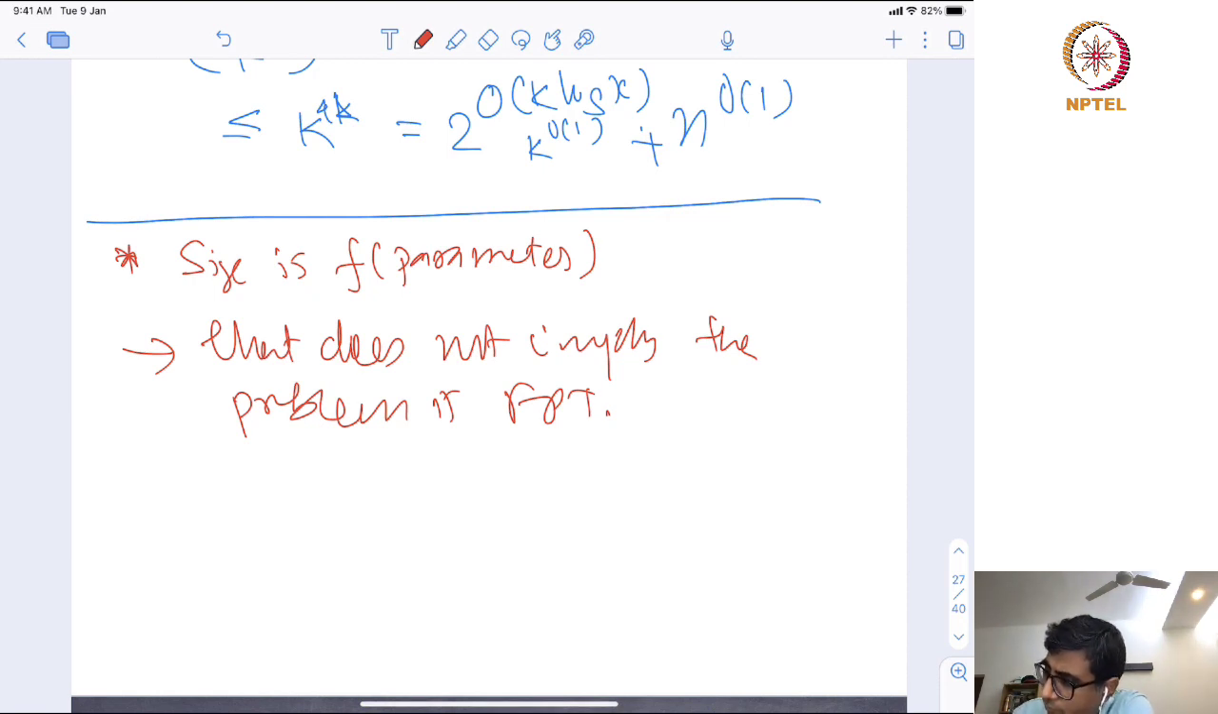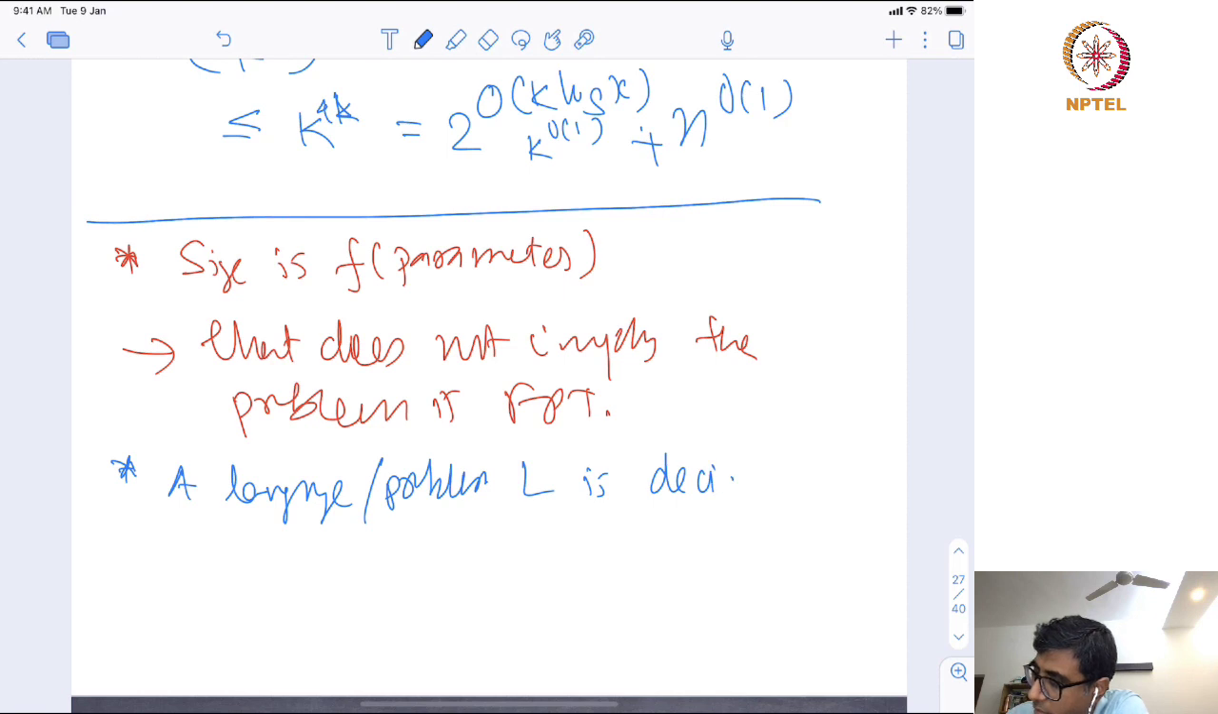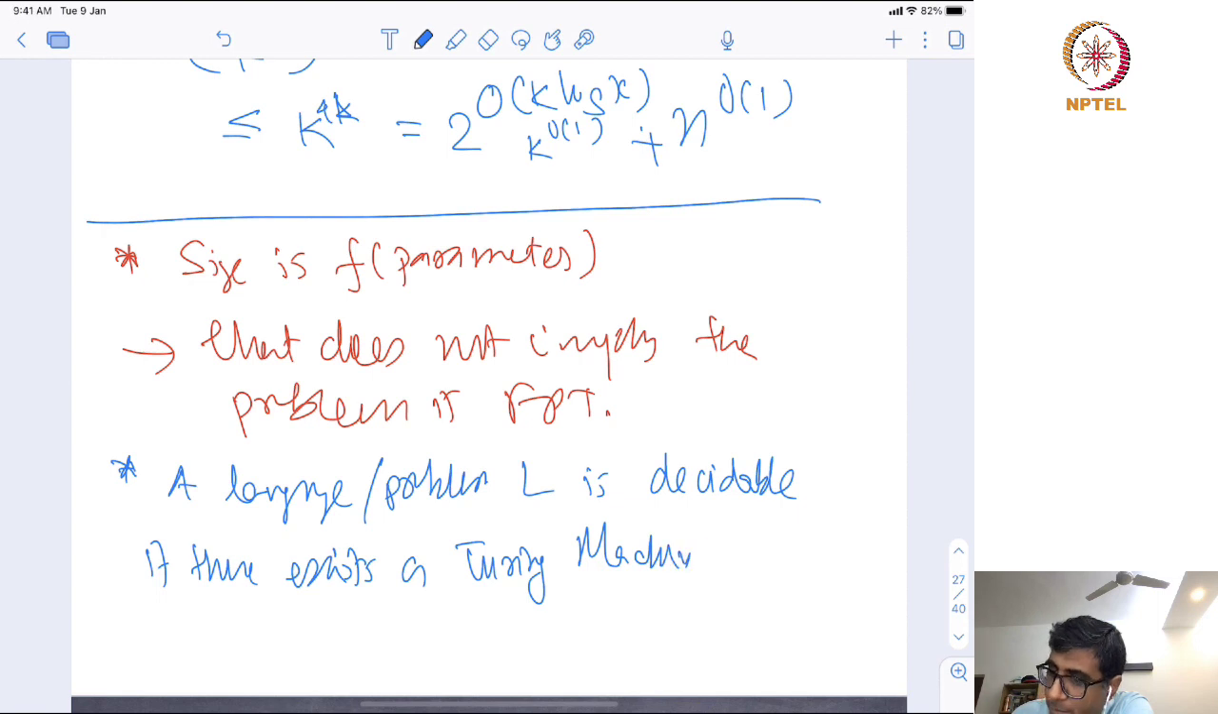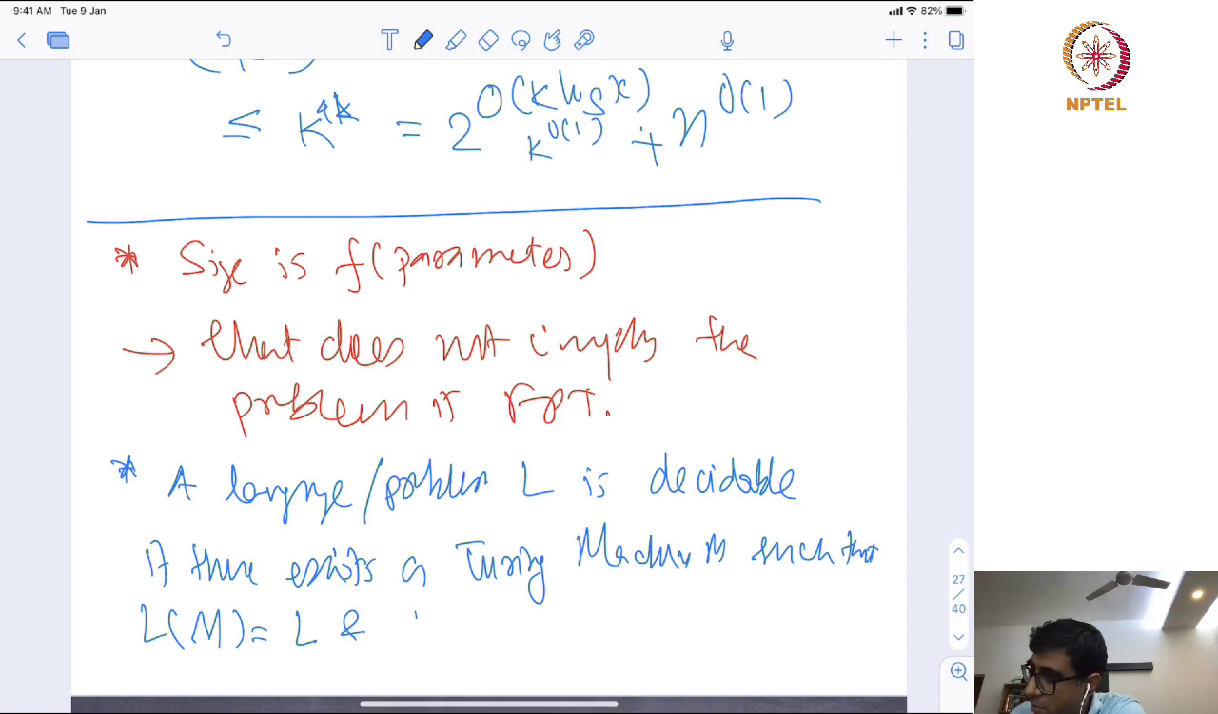This is a statement from the world of computability: a language or problem, whatever you want to call it, L is decidable if there exists a Turing machine M such that the language accepted by the Turing machine is exactly equal to L, and M halts on every input. Which implies that a language or problem is decidable if there is a Turing machine that on every input will tell you yes or no.